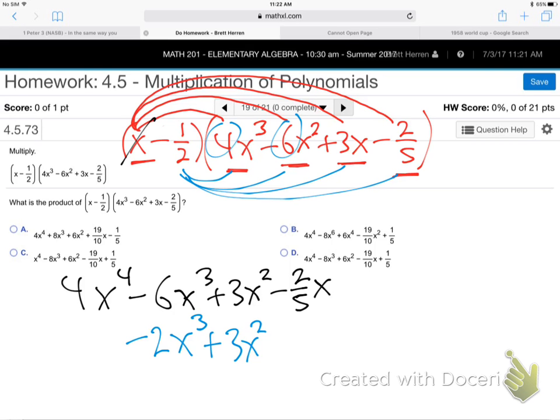Oh, it should be plus, shouldn't it? Because negative times negative, we got a negative on the half, we got a negative on the 6. Two negatives make positive. Watch out for your signs.